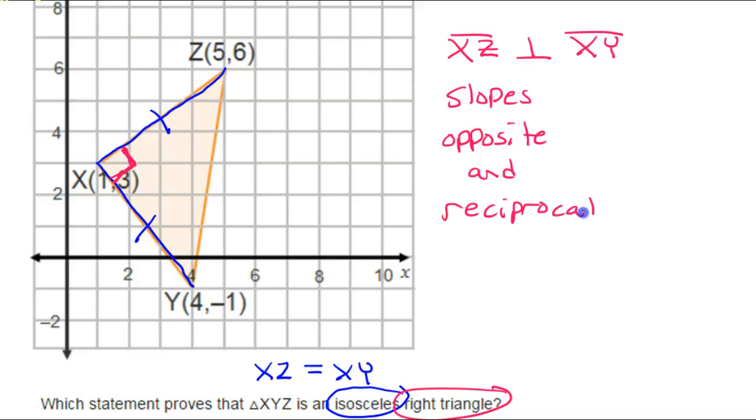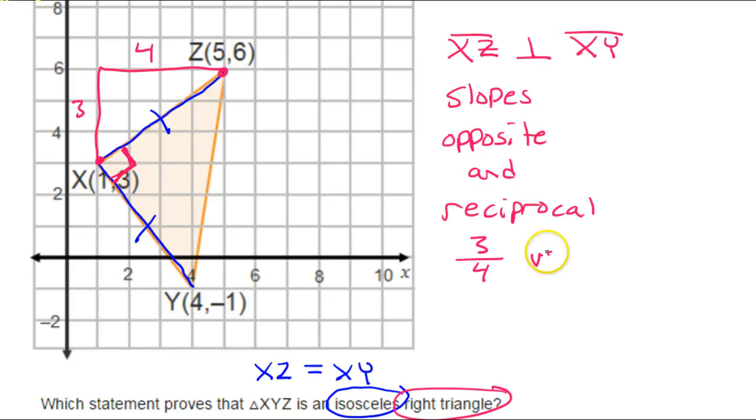Okay, so let's look at that. Let's look at their slopes and see if they're opposite and reciprocal. So let's look at XZ first of all. Let's do a rise over run type of a situation. To get from X to Z, I would go up 3 and over 4. That's my rise and my run. So the slope of XZ is 3/4.